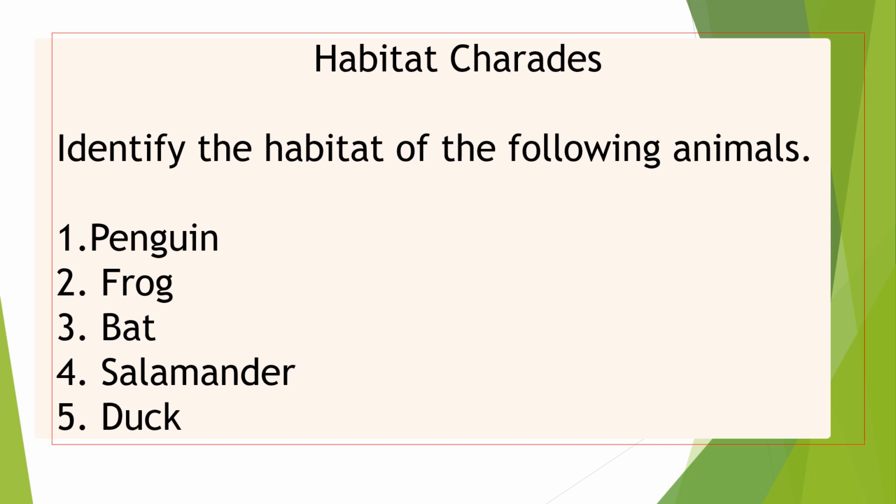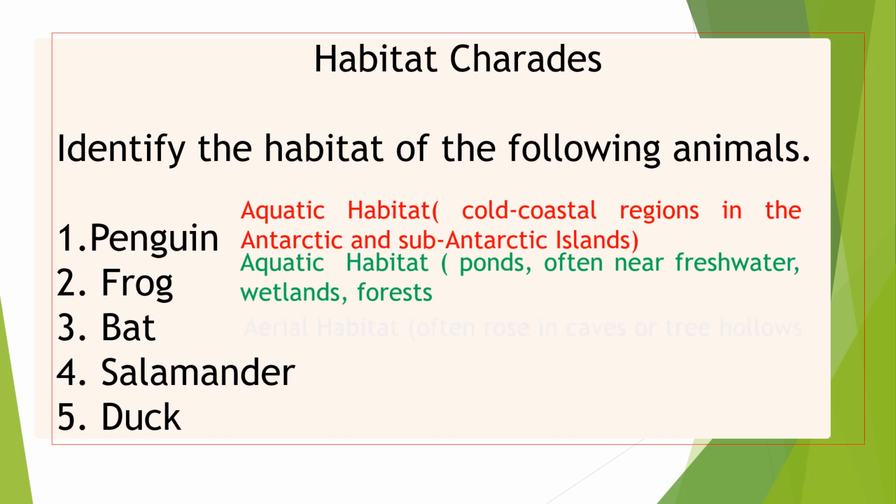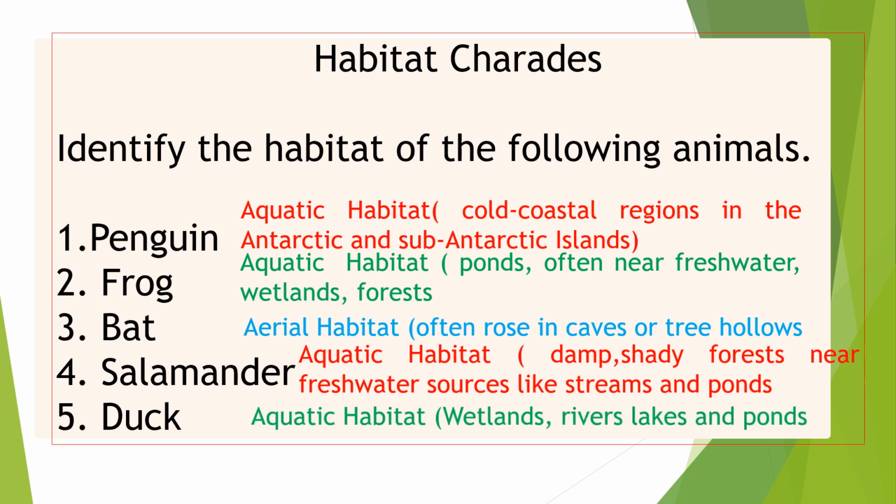For number 1, penguin, it lives in an aquatic habitat. Number 2, aquatic habitat. Number 3, aerial habitat. Number 4, aquatic habitat. And number 5, aquatic habitat.